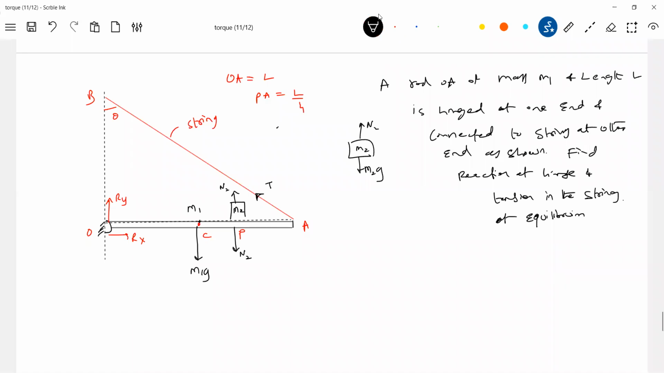Now, if you are getting confused, only on the rod, you show it. This is a rod. This is the Rx. This is Ry. This is a tension. This is N2. M1G. And get into the problem now. I think you can manage.